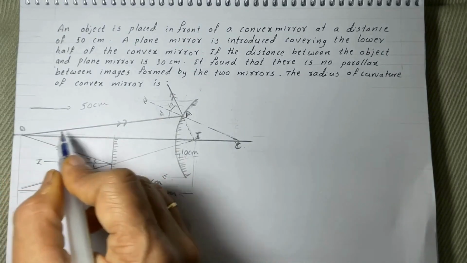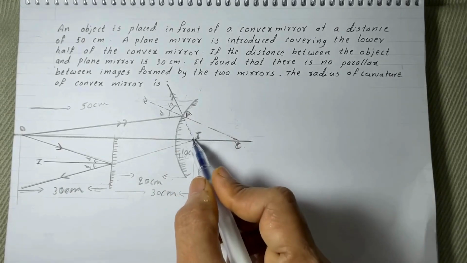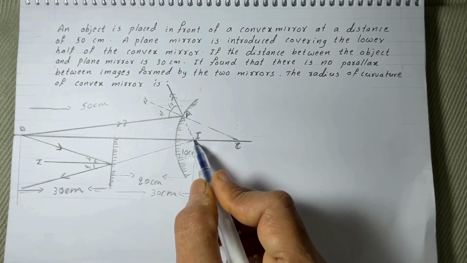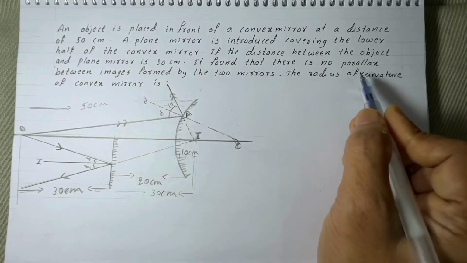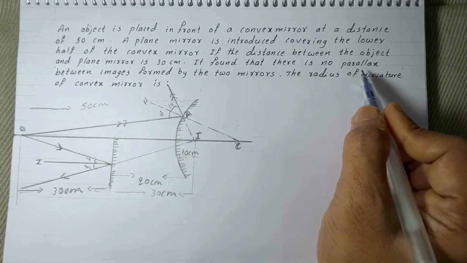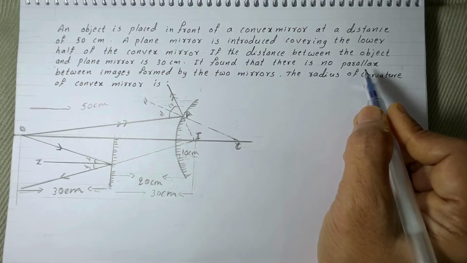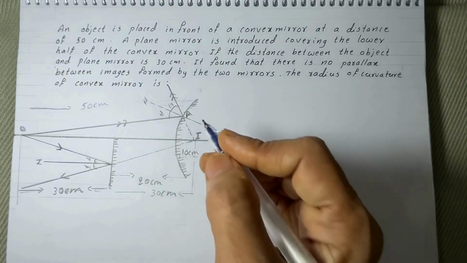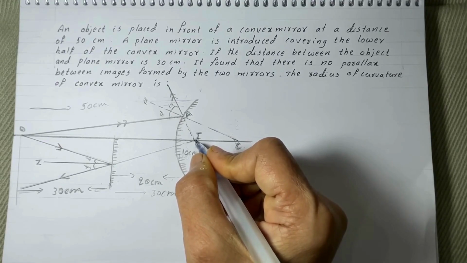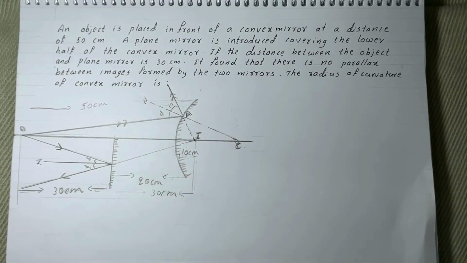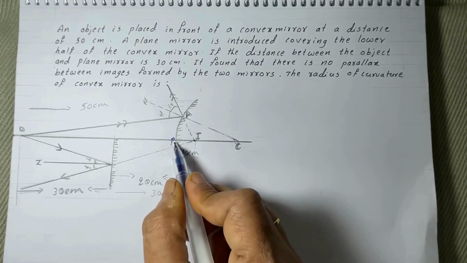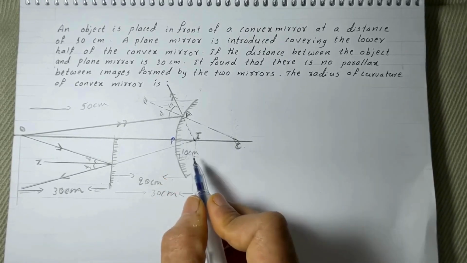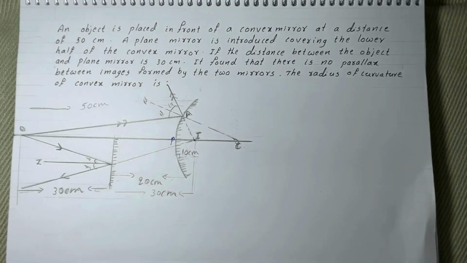And here this is the ray diagram for image formation by the convex mirror. These two images have no parallax, that is given in our problem. That is, both are viewed at the same point when we observe from different positions. So the image formed by both mirrors is at this point. Now the distance between the image and pole of the convex mirror is 10 centimeters.